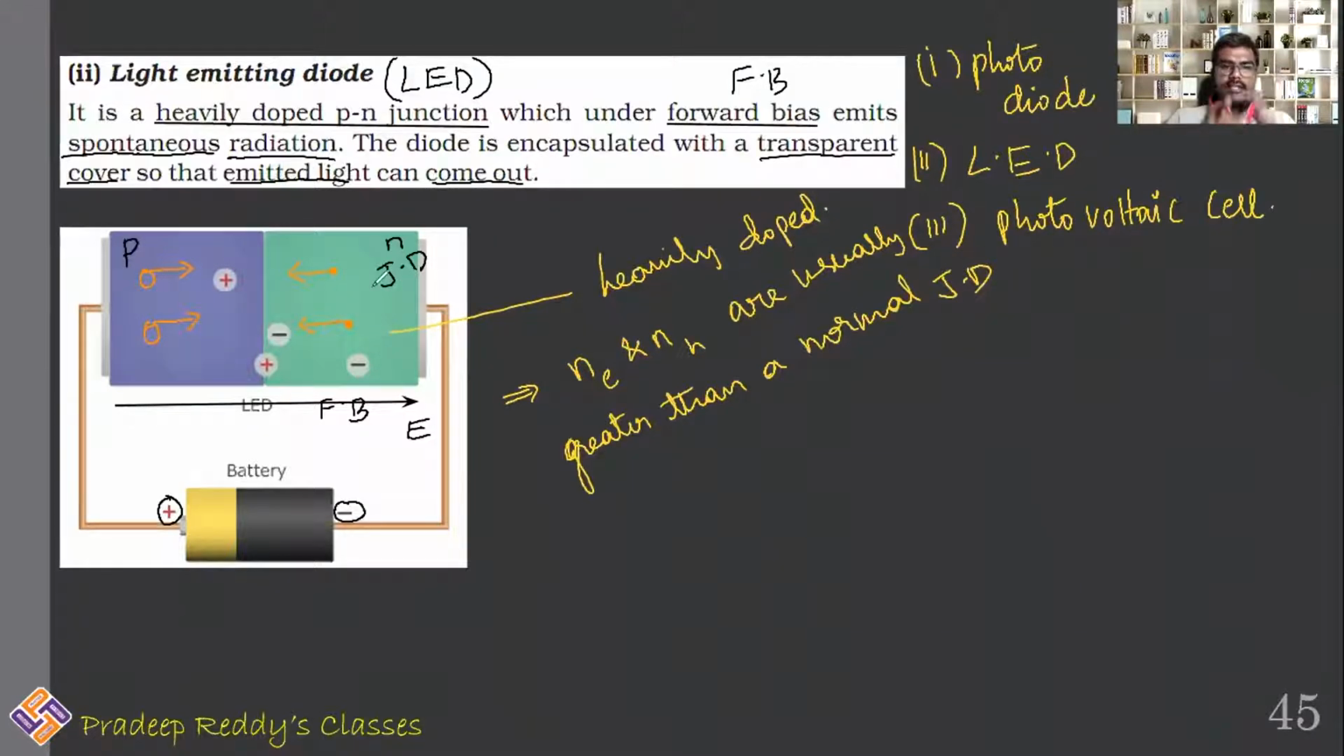And this is the depletion region. In the depletion region, there will be minority and majority charge carriers. Of course, the depletion region is free from charge carriers, but due to the electric field provided in the junction diode, minority charge carriers.